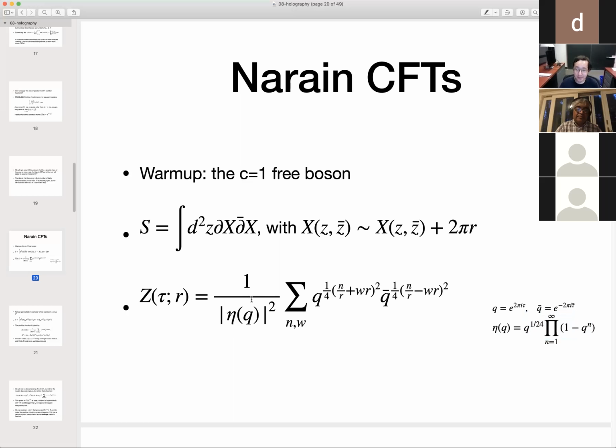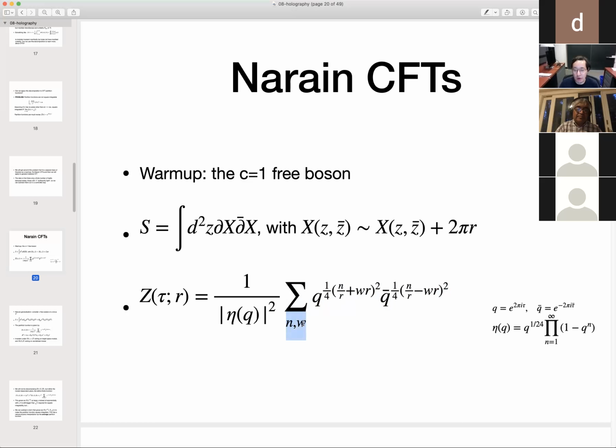However, that's not the full partition function, because there are also non-trivial winding and momentum states. You can think of it as a string wrapping the circle or having a finite unit of quantized momentum along the circle. And if you work out carefully the energy spectrum and the momentum spectrum of that, you get the following sort of lattice theta function.